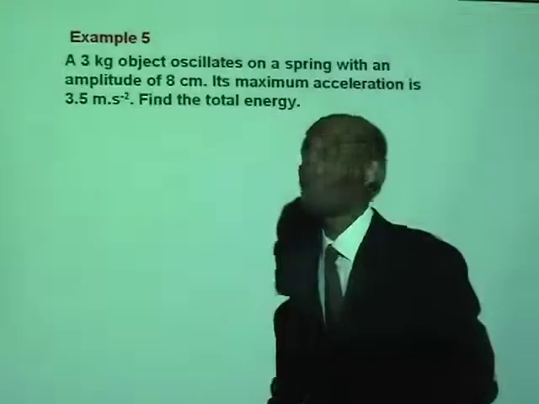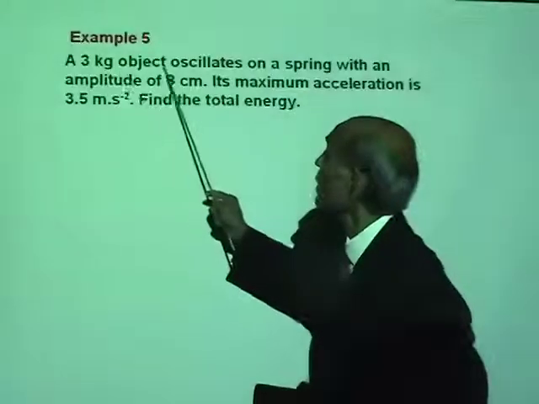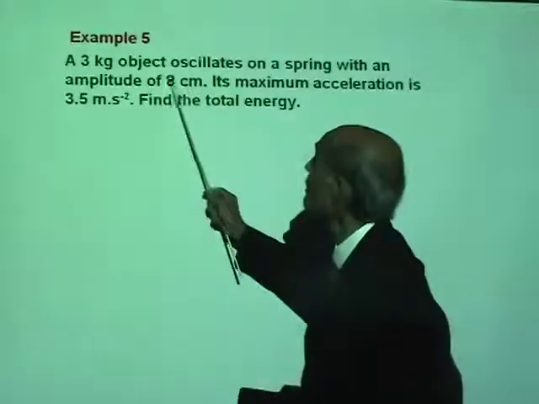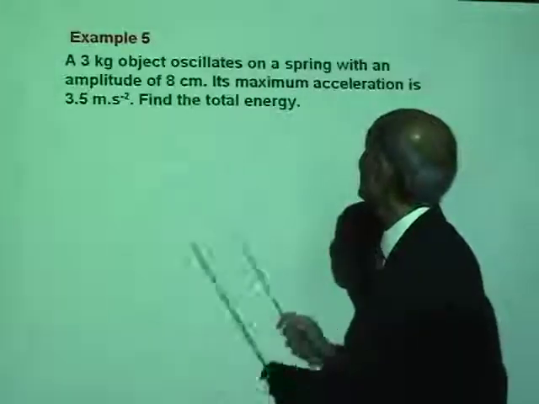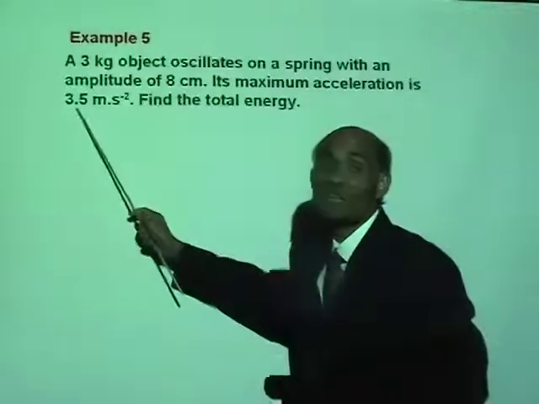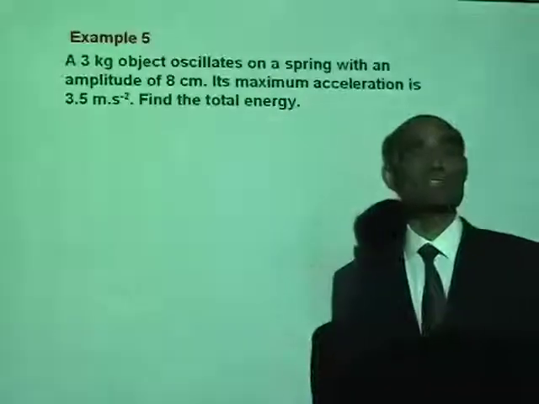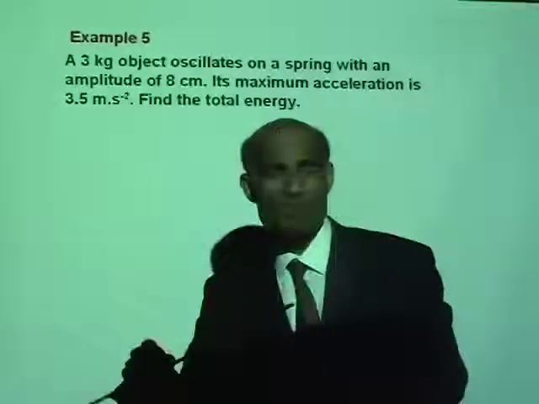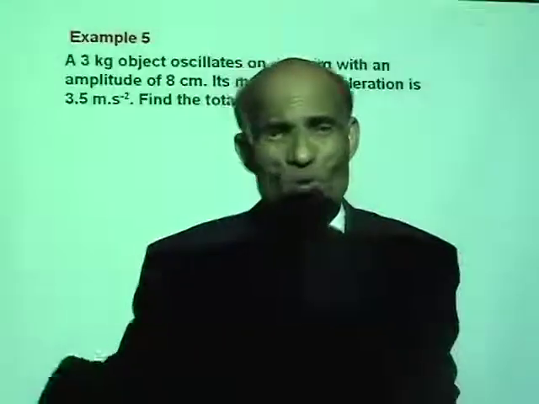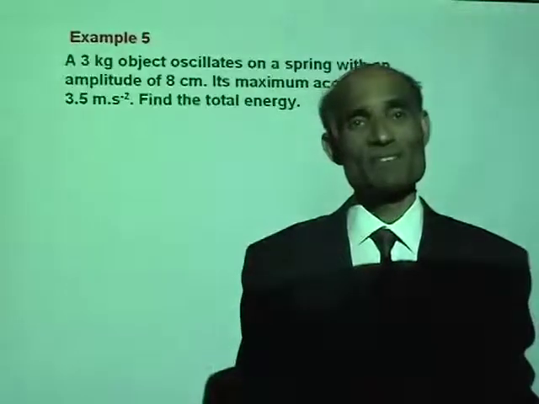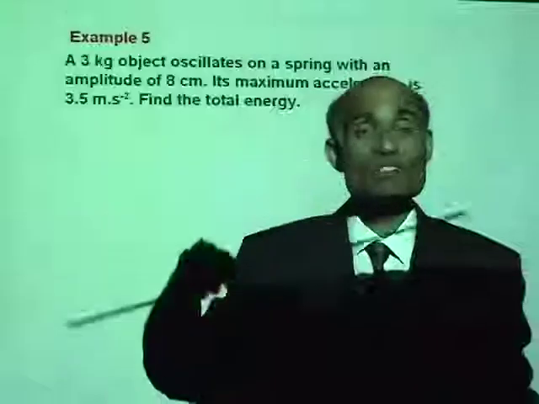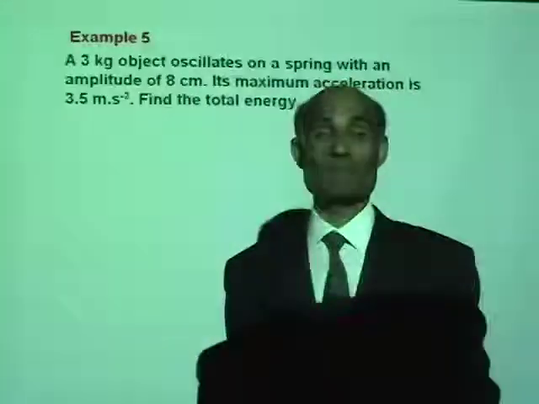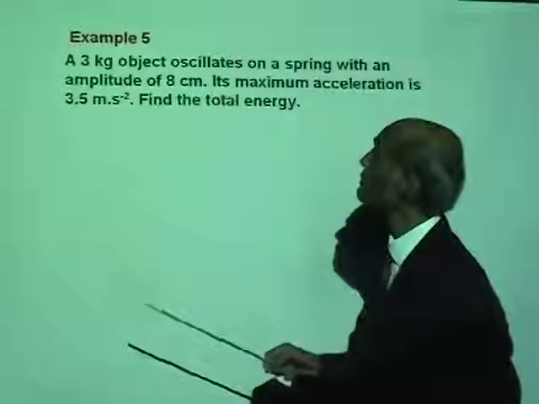Example 5. A 3 kilogram object oscillates on a spring with an amplitude of 8 centimeter. Its maximum acceleration is 3.5 meter per second squared. Find the total energy. Anybody remembers the equation for the total energy? Total energy of an oscillating system is 1/2 Ka squared. Alright, let's see what we have.